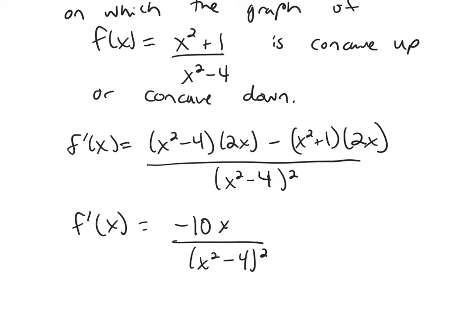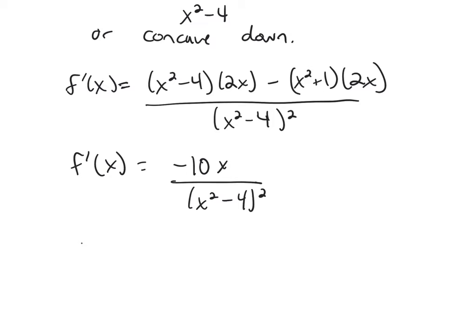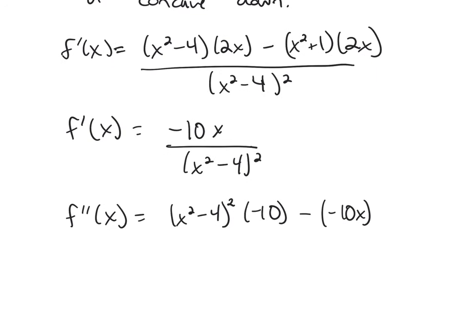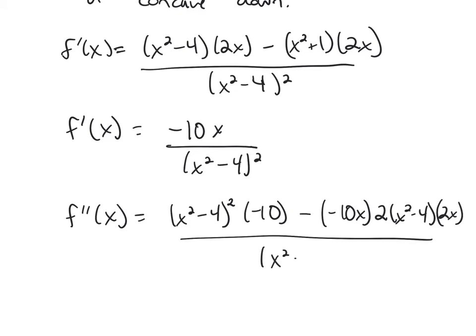But because I'm talking about concavity, I need to keep going and I need to find the second derivative, f double prime of x. So the bottom, the derivative of the numerator is negative 10 minus the top. The derivative of the bottom, you're going to have to use the chain rule. And then you're going to square the bottom. So when you square a square, it's going to become a fourth power.